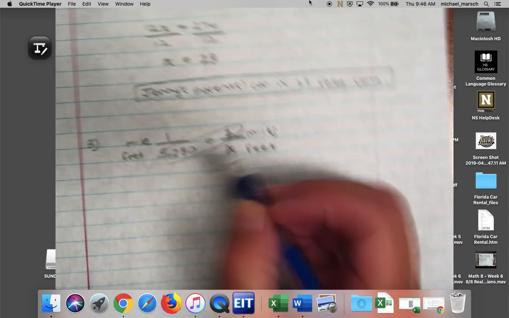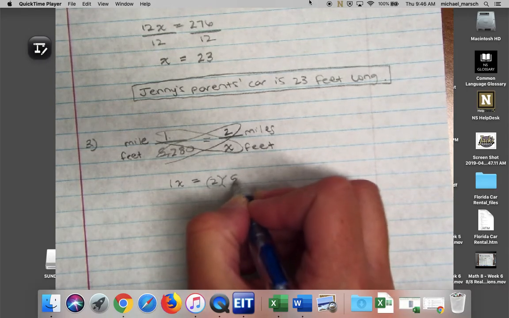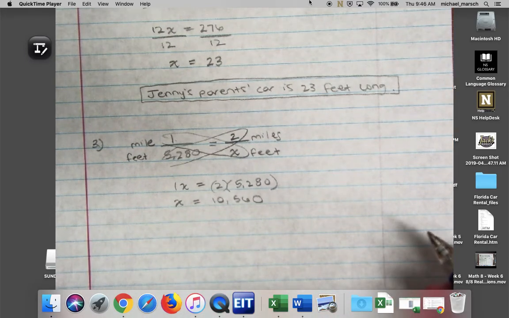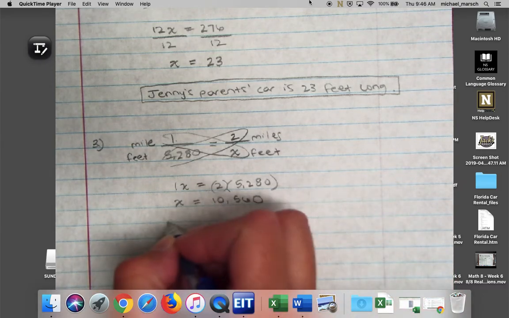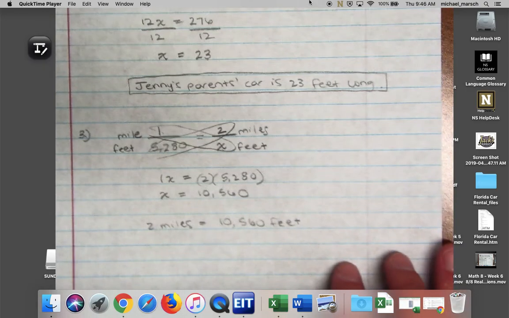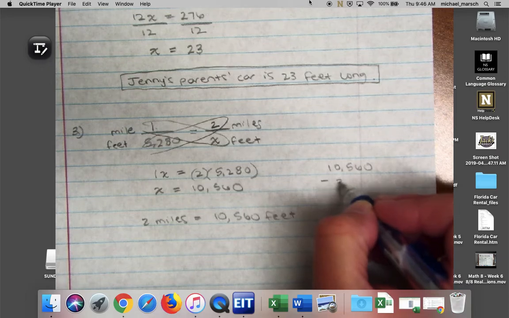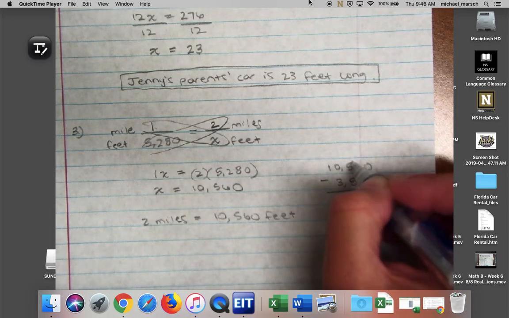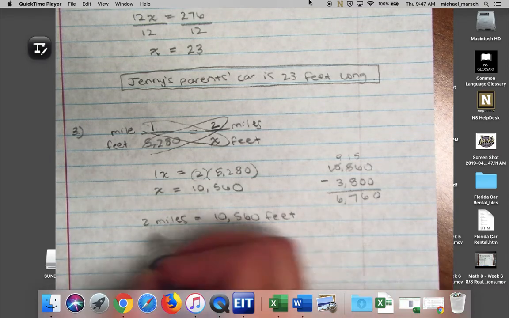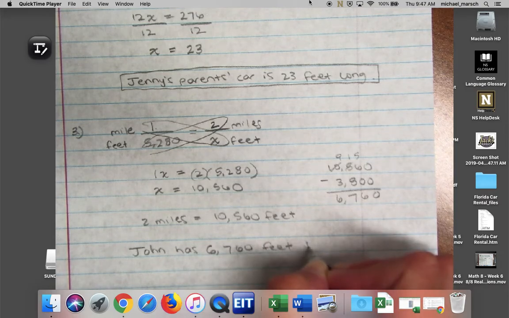So I'm going to do my loop-de-loop. 1 times x is 1x, and then 2 times 5,280. So I'm going to find that x equals 10,560. So that's how many feet. So 2 miles equals 10,560 feet. We were told that John has already run 3,800 feet. How many feet does he have left to go? So I'm going to take that 10,560 and subtract the 3,800. I'm going to do some fancy borrowing here. And I get this number, 6,760. So my final answer is John has 6,760 feet to go.